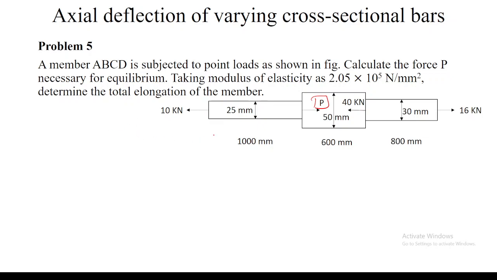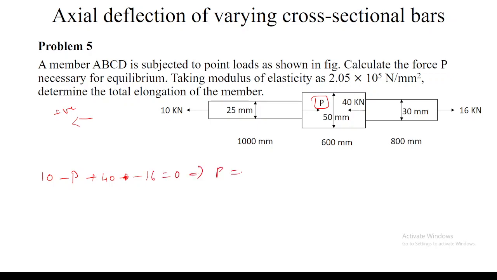So for example, here if I calculate the first, I will calculate the value of P based on the equilibrium of forces. So 10 kilonewton is acting this side. The force which is acting towards this side, I will take as positive value. P is acting towards this side, so I will take this as minus P. And 40 is acting this side, so I will take as plus 40, and 16 is acting towards the direction of P, so I will take it as minus 16 equal to 0.